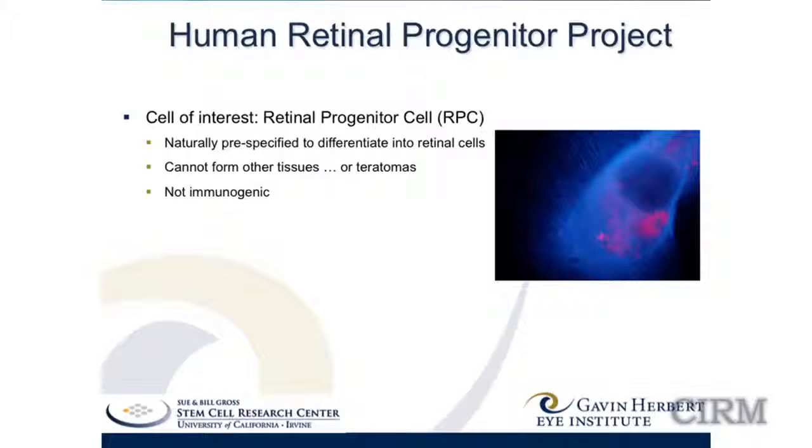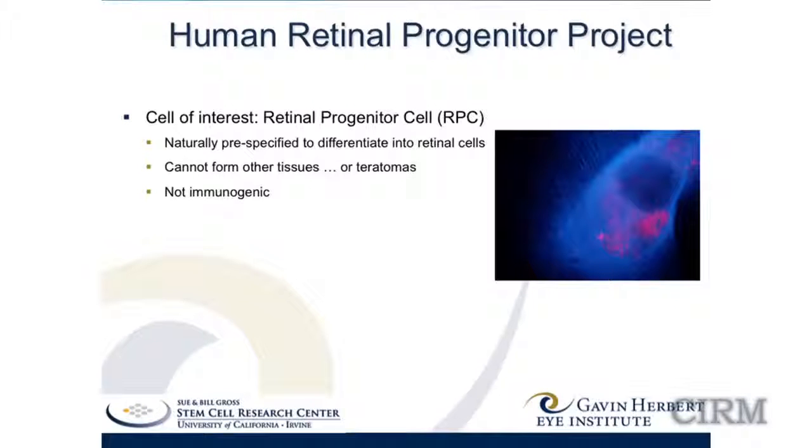So where's this pro-retinogenic influence going to come from? And that's where our type of stem cell comes in. So what we're working with are retinal progenitor cells. These are not true stem cells. They can't make every cell in the body. They can only make retinal cell types. But they're naturally pre-specified by the body during development to generate the retina. So you could say that their job description is to make a retina. So they're very pro-retinogenic because that's what they do for a living, make retina.